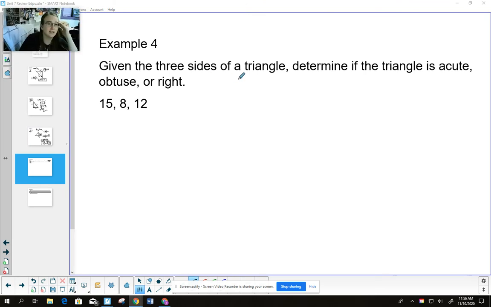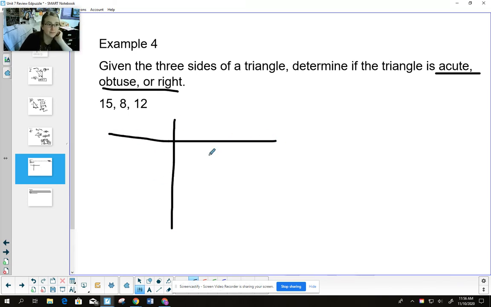Okay, so another example here. We are trying to determine if it's acute, obtuse, or right. Look back to your cheat sheet. We have a certain setup. Go and try it. Okay, so our setup was c squared equals a squared plus b squared on the right. You have to set it up this way. What c has to be is your largest side. It has to. So what's our largest side here?